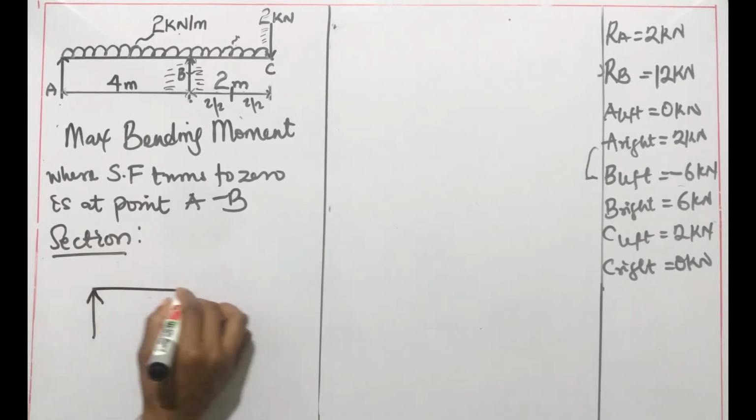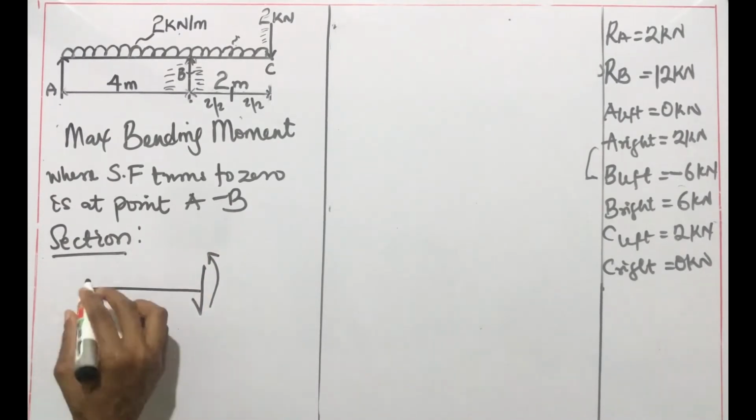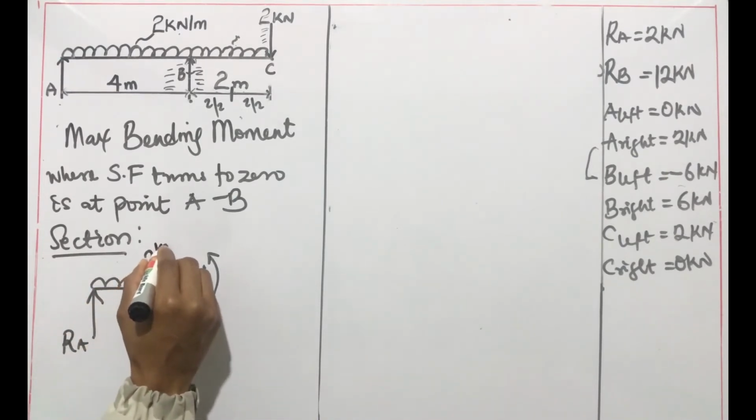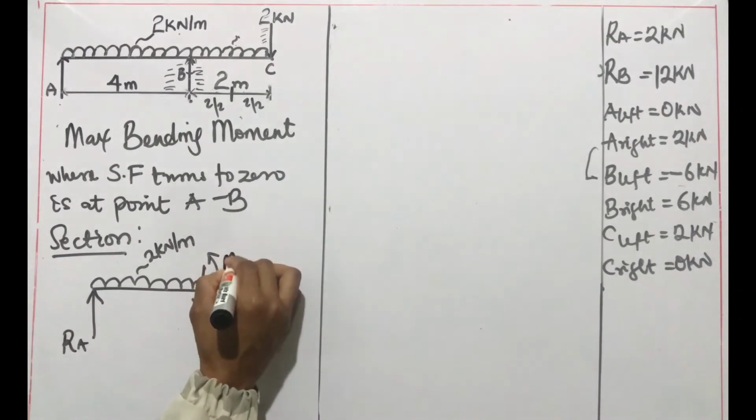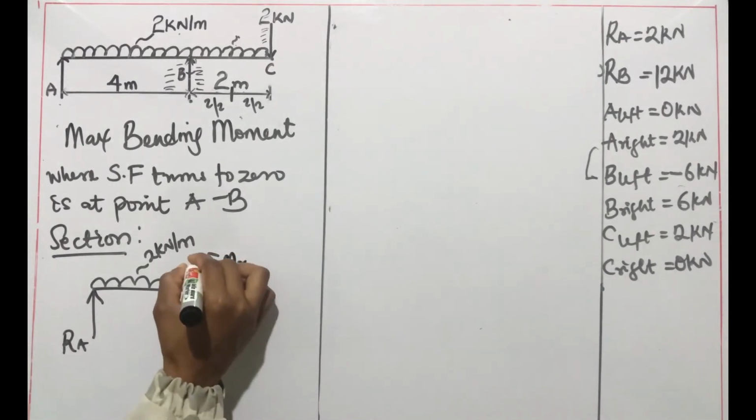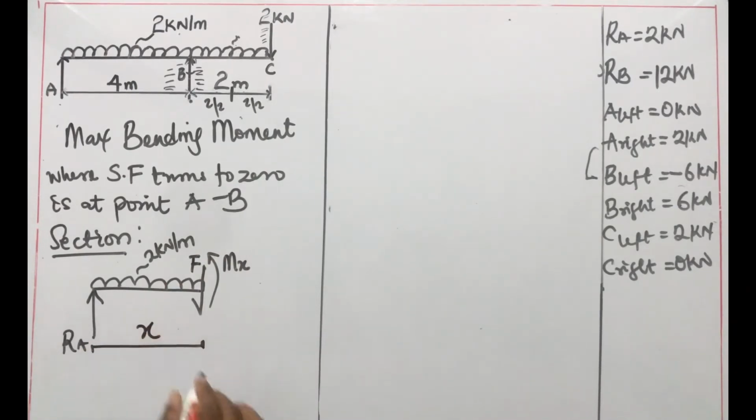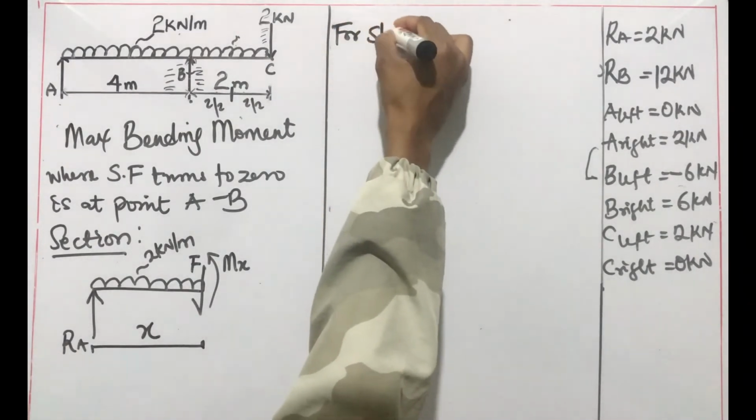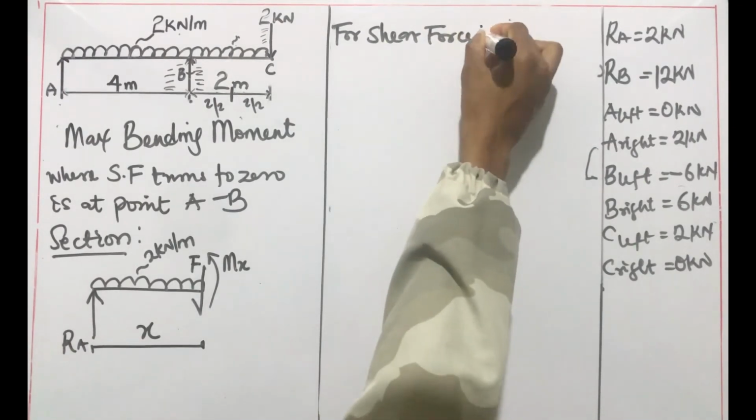Drawing the diagram for this section, we have our UDL, 2 kilonewton per meter. Since we do not know at what distance we cut the section, we'll name our distance x. Now we're first going to bring out the shear force equation in order to get the value of x, and then we'll solve for the maximum bending moment.